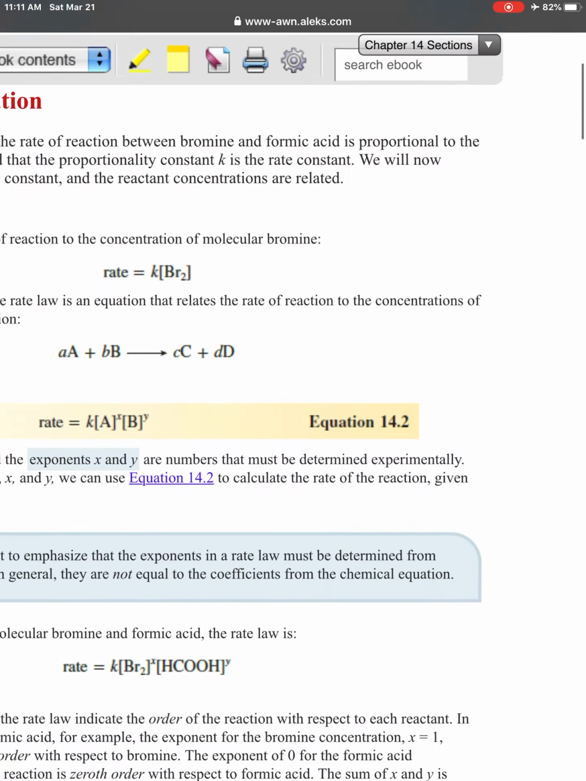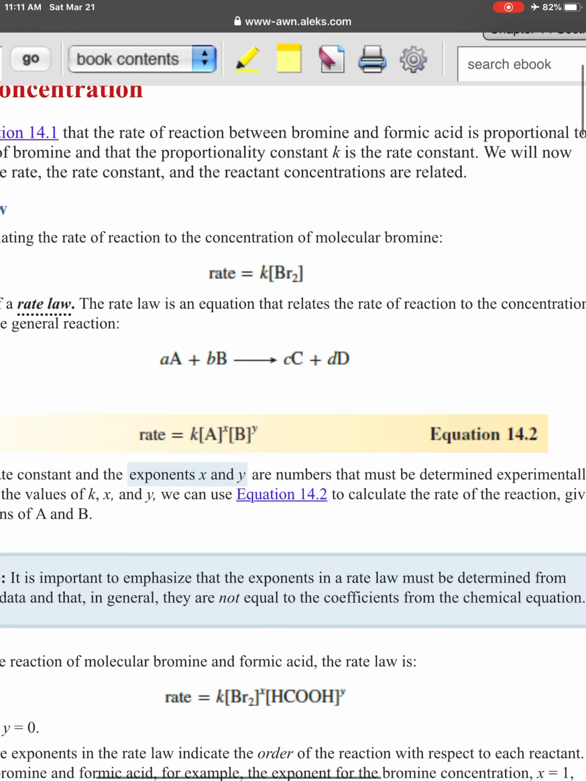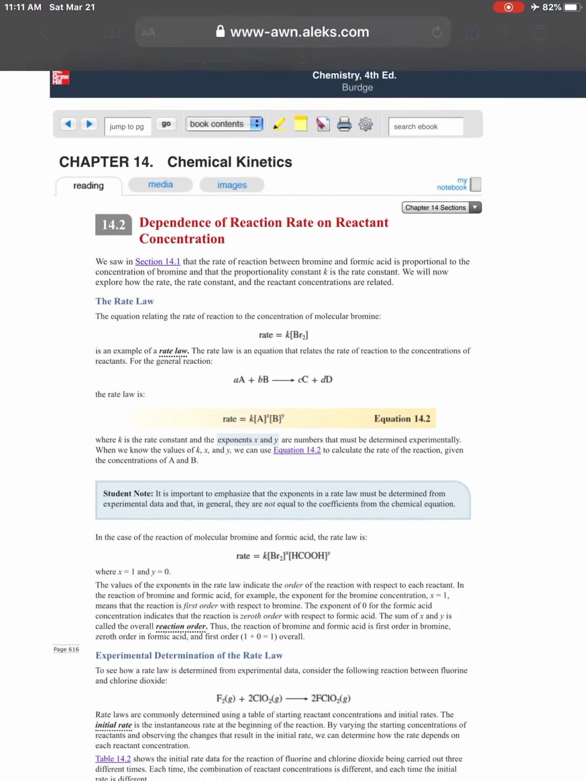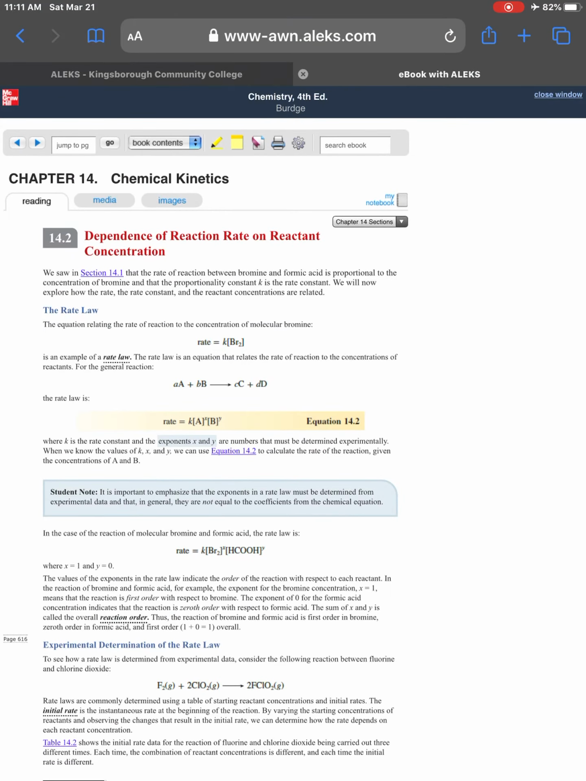This is equation 14.2. Let me scroll in here a little bit. That equation is called the rate law, and we're going to use that in calculations, where k is the rate constant and the exponents x and y are numbers that must be determined experimentally. When we know the values of k, x, and y, we can use equation 14.2 to calculate the rate of reaction given the concentrations of A and B.